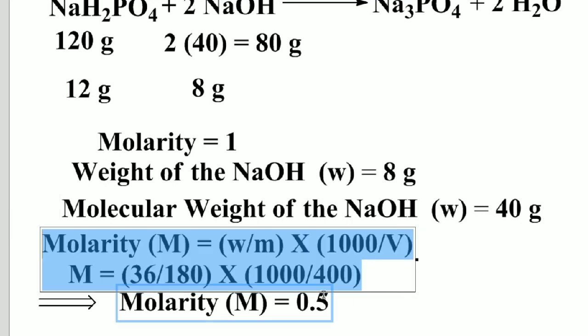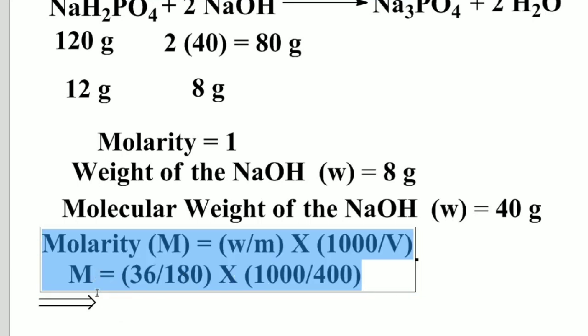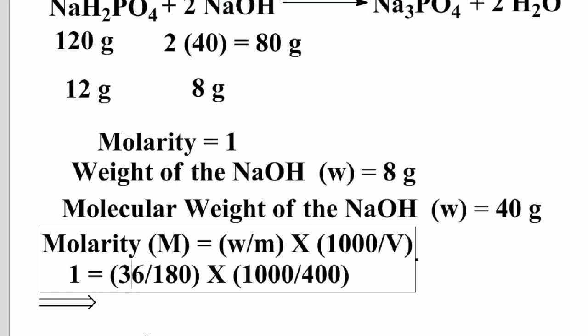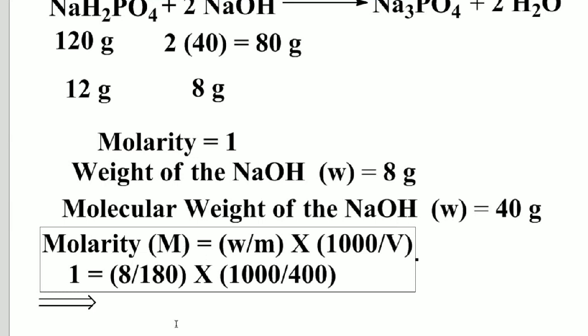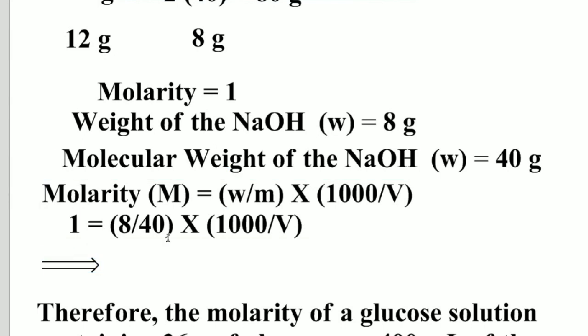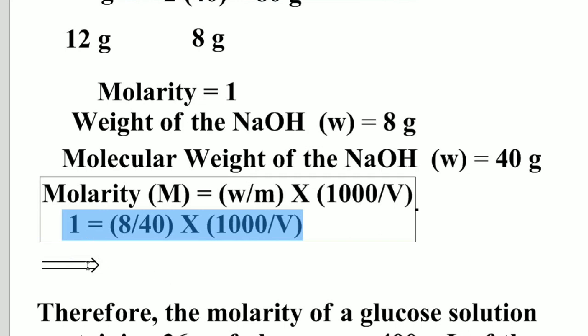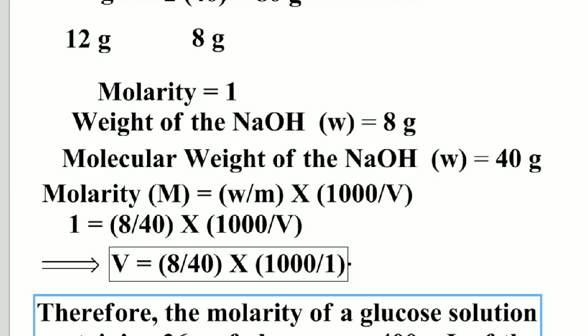Therefore, we know the equation: molarity is equal to weight by molecular weight into 1000 by V. Here the given molarity is equal to 1, the weight of the NaOH we can identify as 8 grams, and the molecular weight is 40, and we should find V, the volume of the solution. Therefore, volume V is equal to 8 by 40 into 1000 by 1.